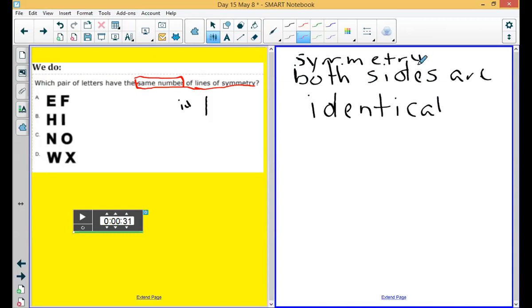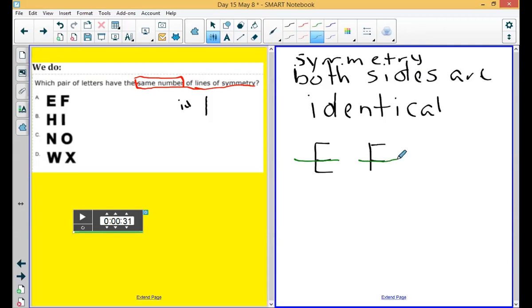Okay, so symmetry means that both sides are identical. So let's look at our first two letters. We have E and we have F. If I drew a line of symmetry through E, through here, that means this side and this side are identical. But if I did that same line through F, they're not identical.